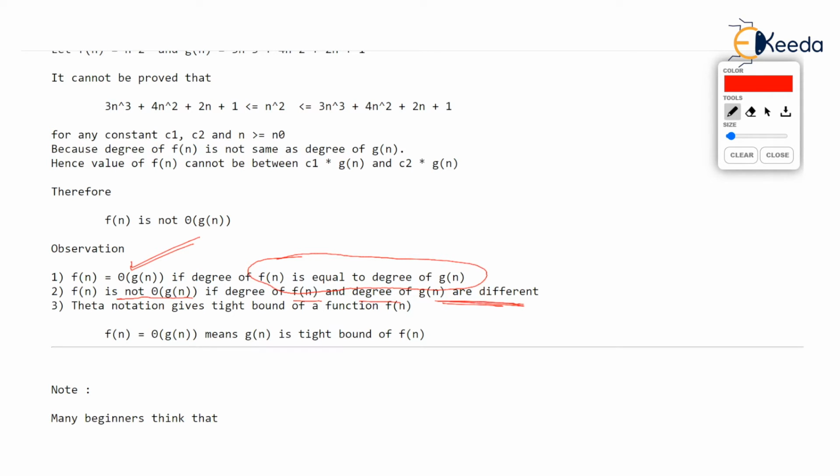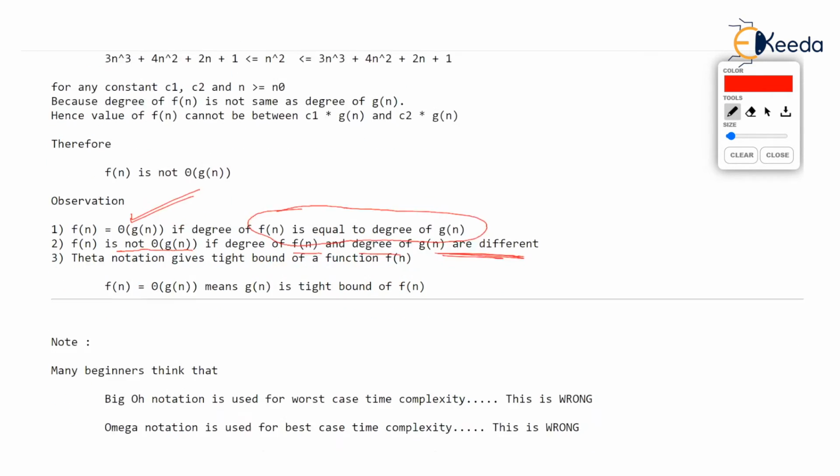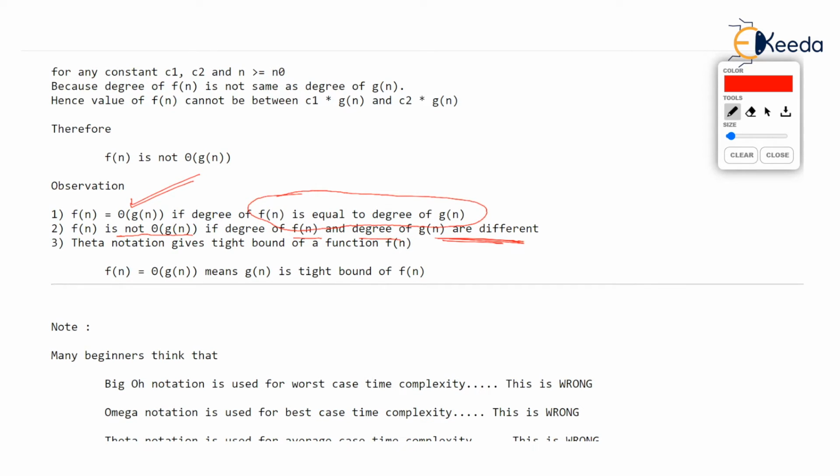Watch one more example. Suppose I have Fn as n plus 1 and I have Gn as n square plus 1, let's say. And you are asked, is Fn theta of Gn? Straight away say no.